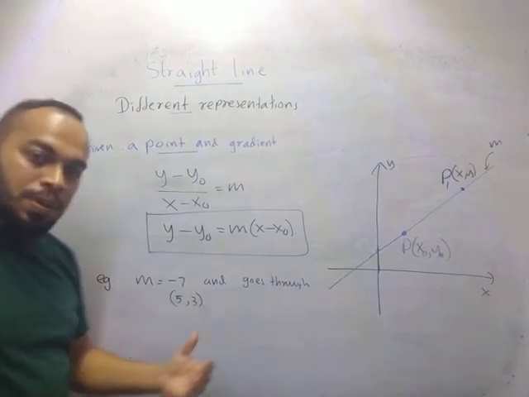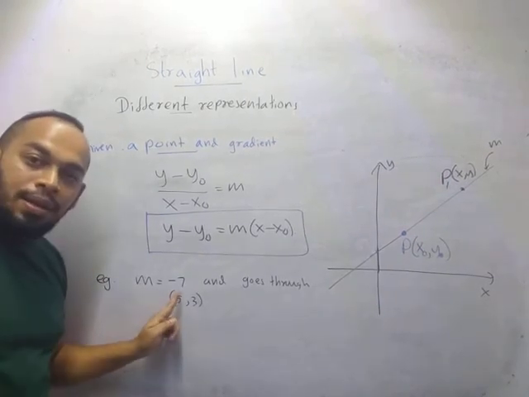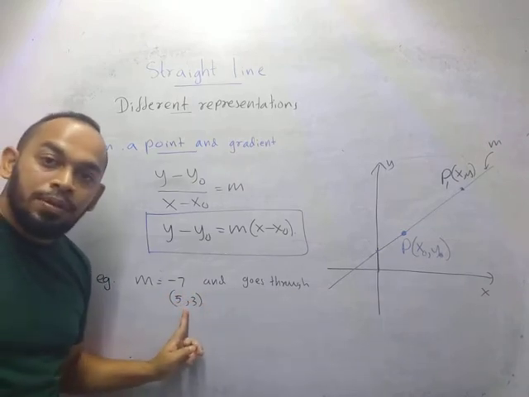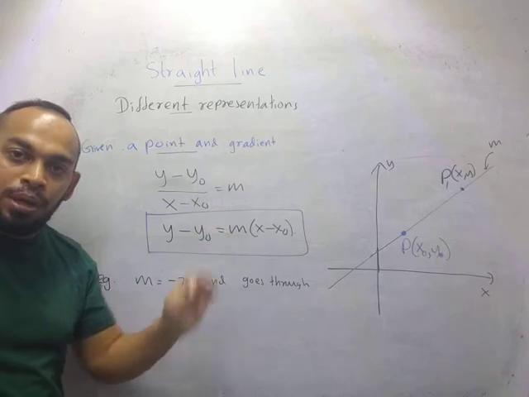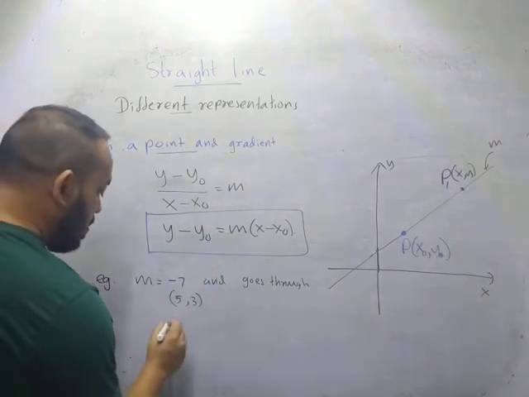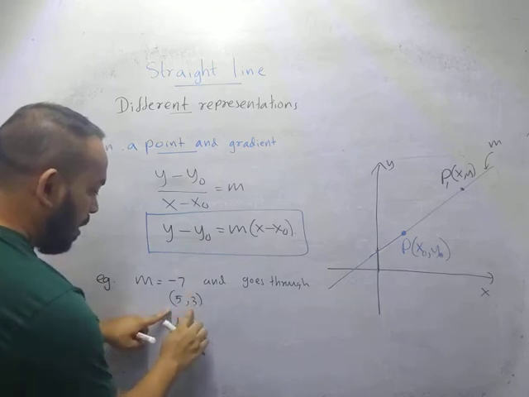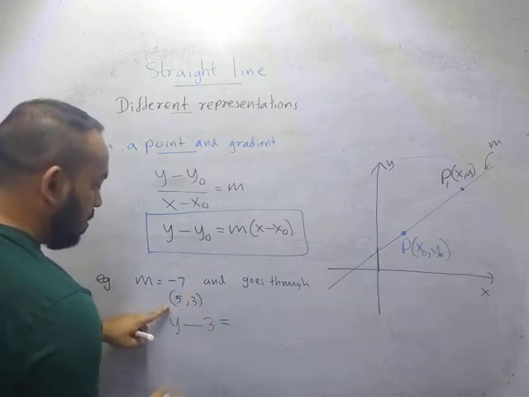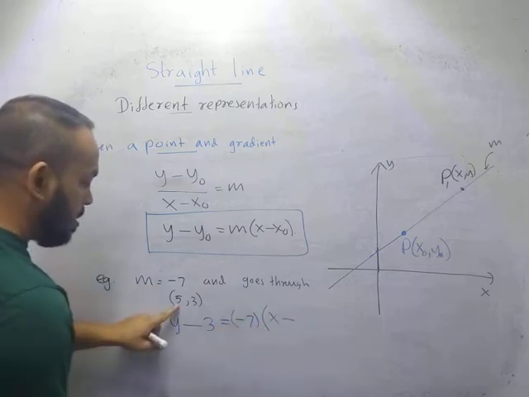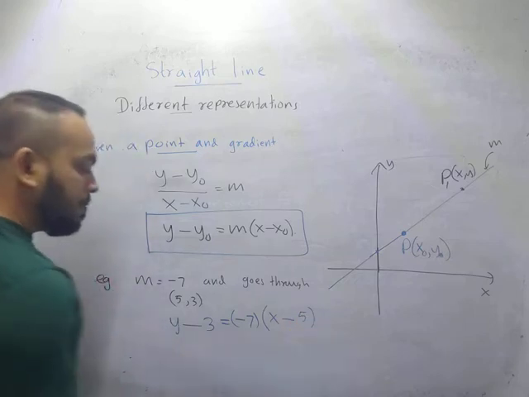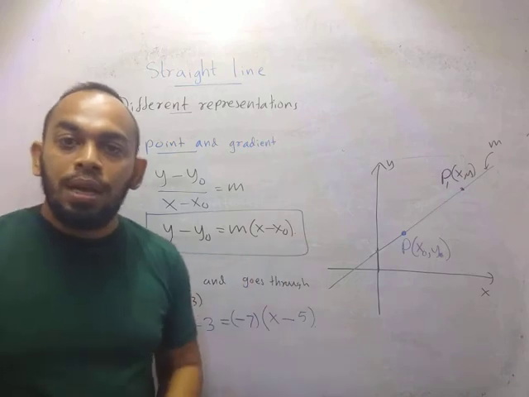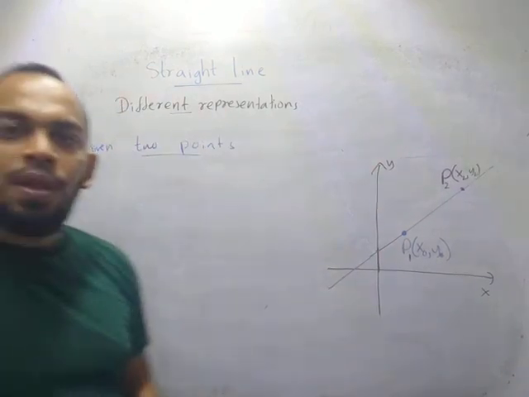So let's look at an example. They say the gradient is negative 7 and the line goes through this point. So the gradient is given, the point is given. All you do is write y minus the y coordinate, 3, equal to the gradient, minus 7, times x minus the x coordinate. This is it. Very easy. If you want, you can convert this to gradient-intercept form. That's up to you.